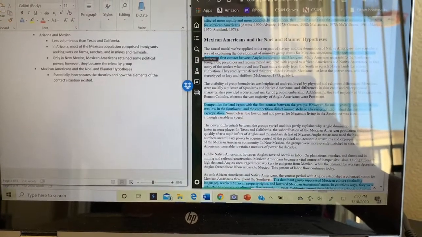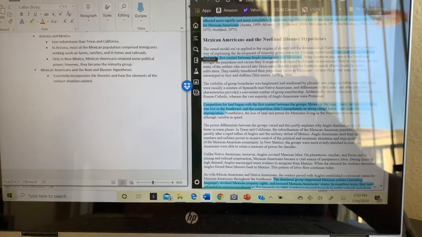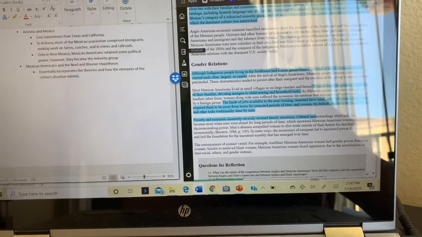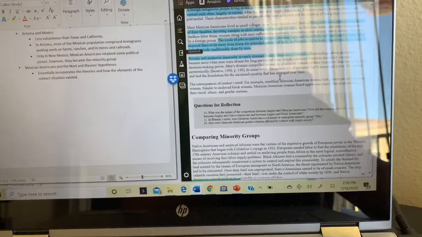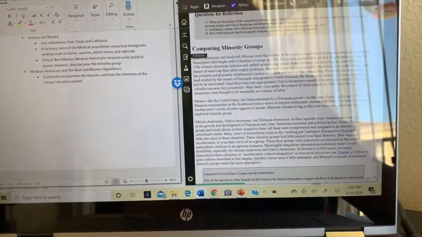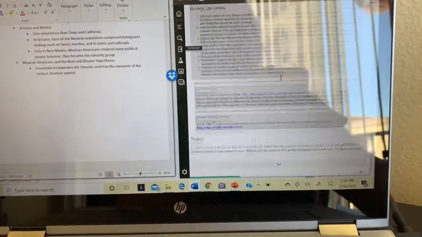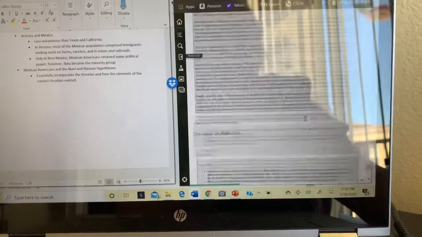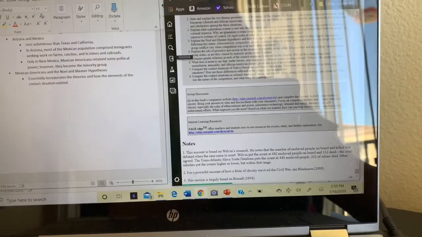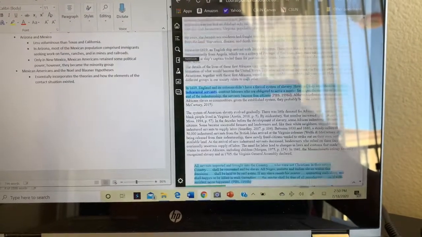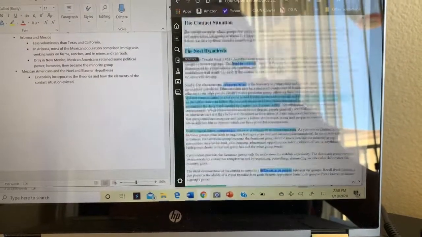Here it then incorporates the null hypothesis and Bonner hypotheses. And then it divulges into gender relations between these minority groups, and then the chapter goes on to compare minority groups. I'm not saying it's not important, this section. However, I think the most important part to focus on in this chapter is the beginning, all these key terms.